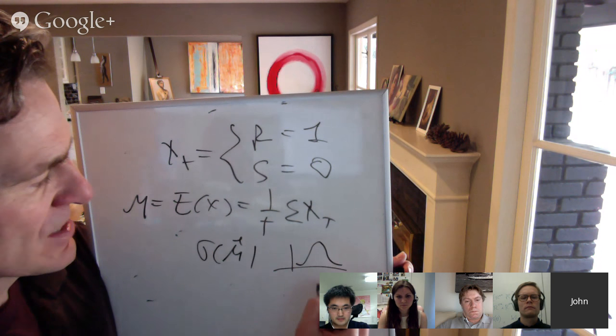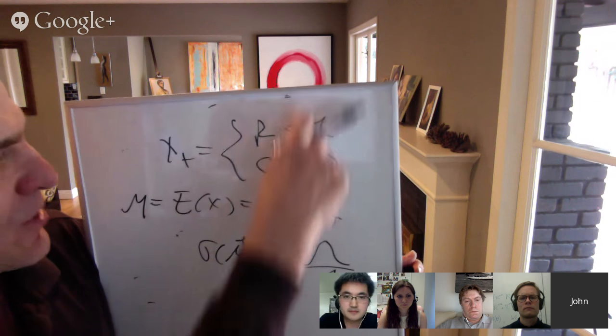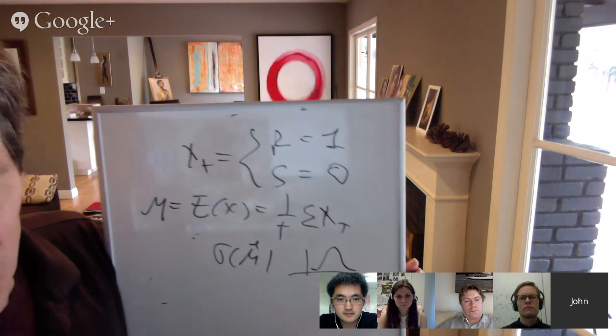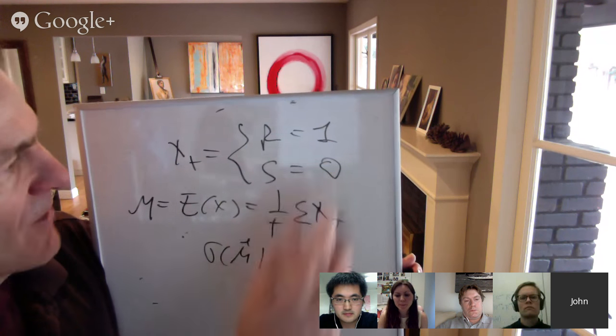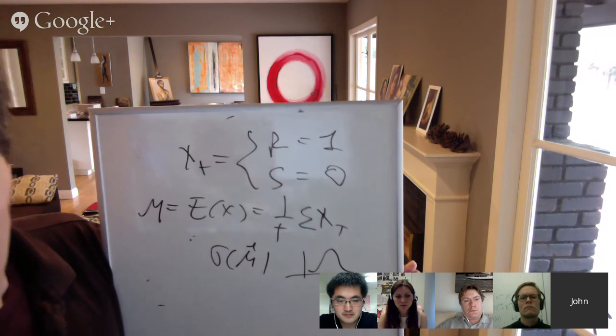The mu hats will be normally distributed over different samples because even though the underlying random variables are discrete, the sum, by the central limit theorem, is a normal distribution. So we can talk about an asymptotic distribution theory of averages of these variables. So there's nothing wrong with applying GMM to categorical variables.